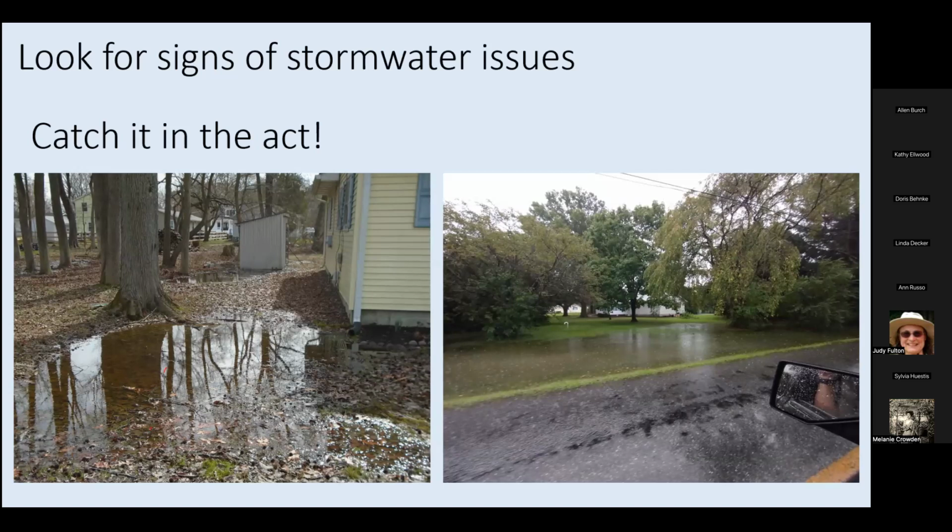But then the area back in the woods was something that had me puzzled. And I think it's a combination of issues here. Number one, I found out later on, very poor soils do not like water soaking into them at all.